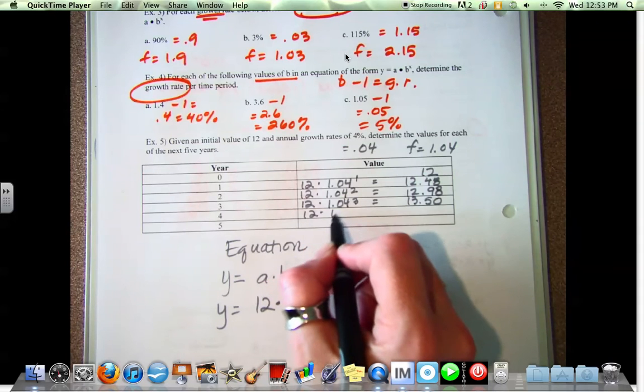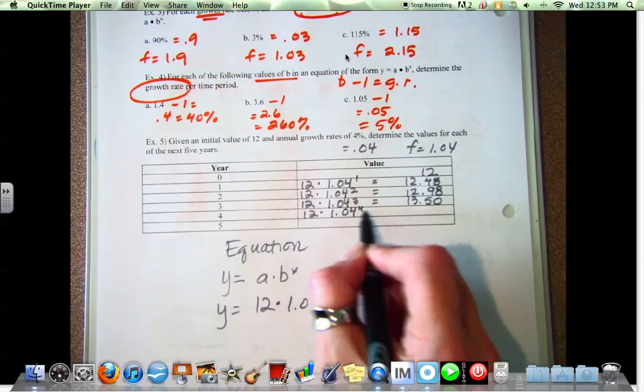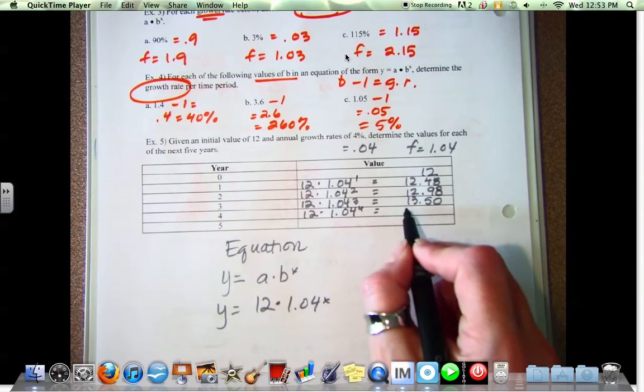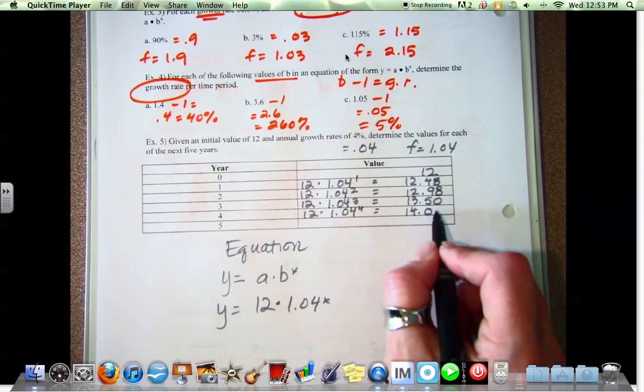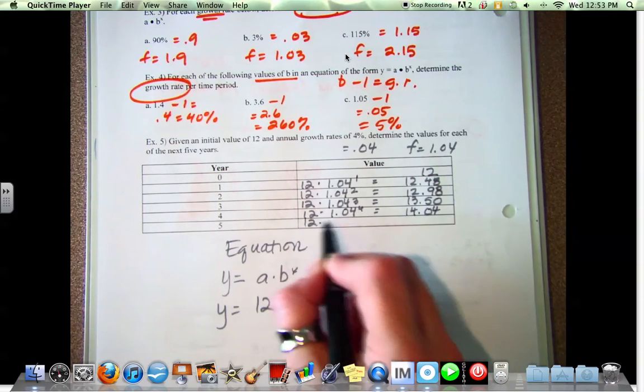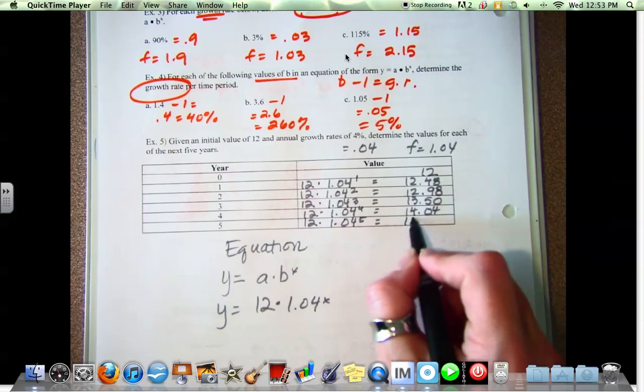12 times 1.04 to the fourth, which gives us a value of 14.03. And 12 times 1.04 to the fifth power gives us 14.60.